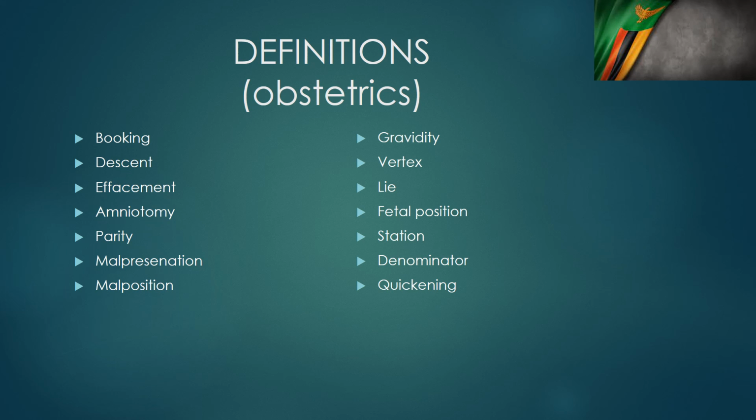Quickening is a description of the first time that a woman feels her baby move. In primigravidas, this happens late, usually somewhere between 18 and 20 weeks. In multigravidas, they feel the fetal movements much earlier, somewhere between 16 and 18 weeks.